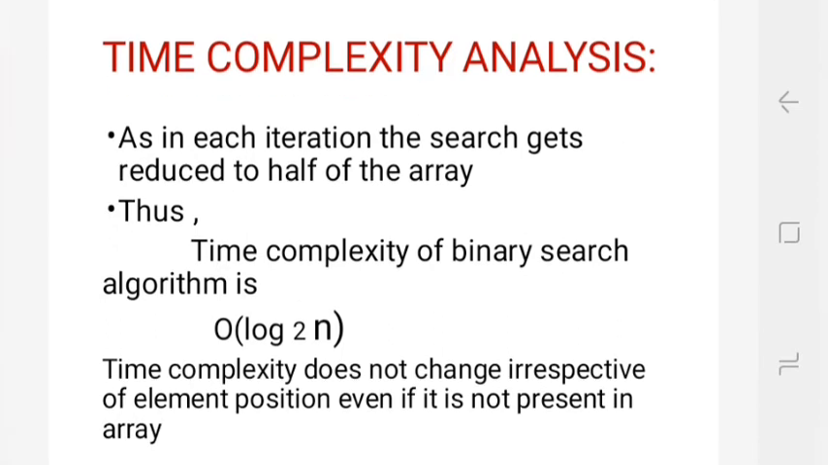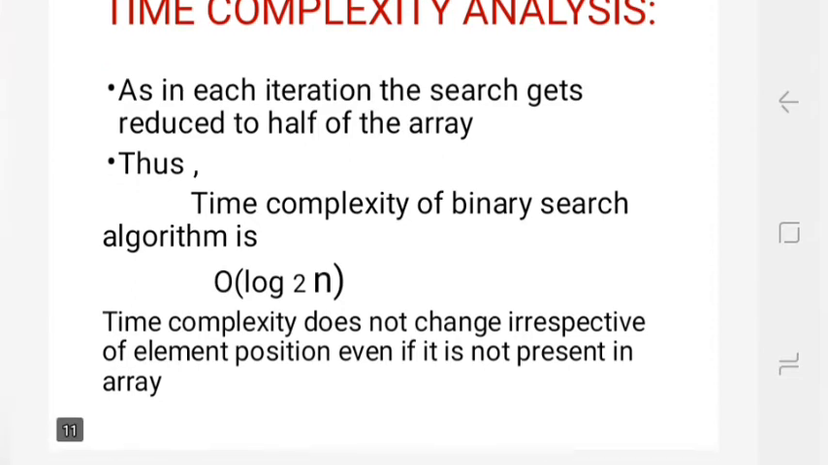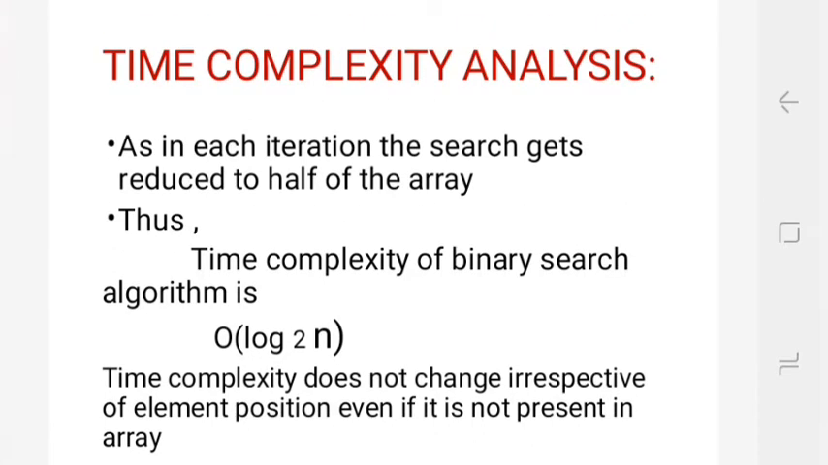Next, time complexity analysis. Moving to time complexity, the time complexity of binary search is not going to change irrespective of element position. Even though it is not present, it is not going to change, as in each iteration the search gets reduced to half of the array. Thus, the time complexity of the binary search algorithm is order of log n to the base 2.